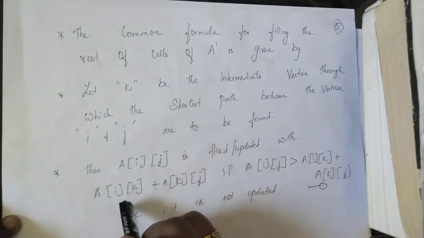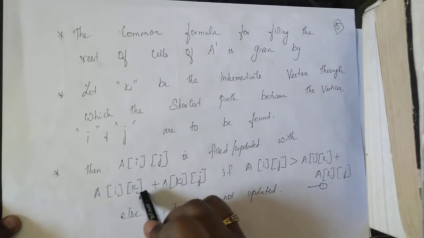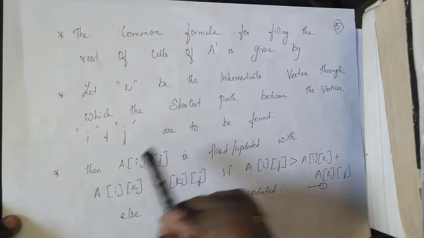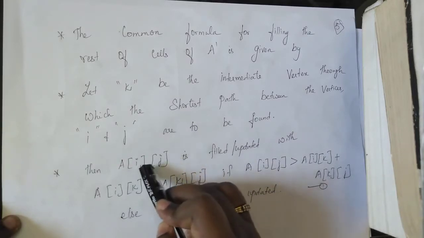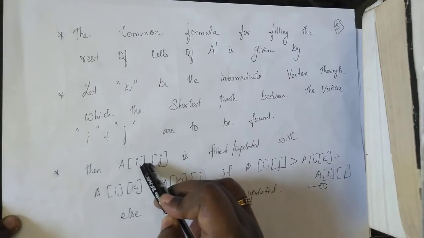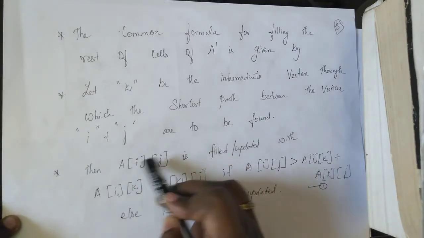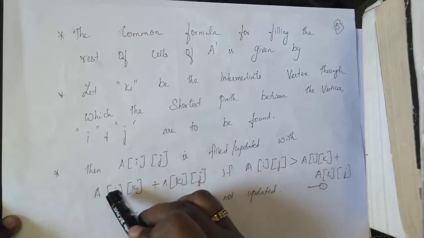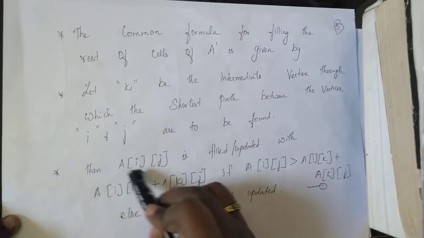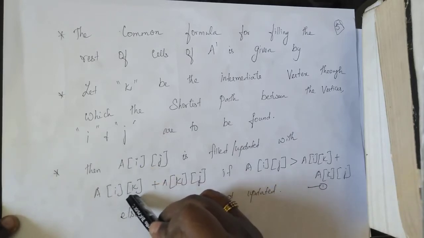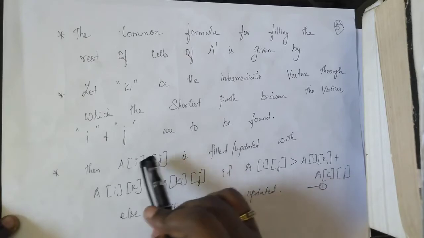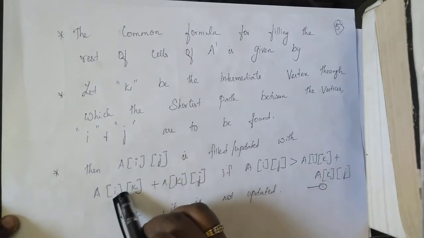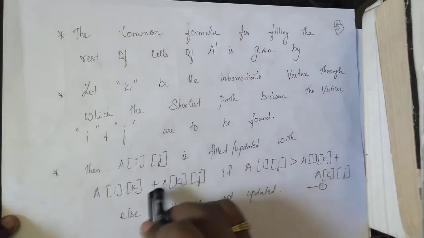So we will update it using this formula, A of I K plus A of K J. Let's say this is A of C comma D. Then we are interested in finding if there exists a shorter path through A. So I is C, J is D. Then I will first find the value of CA. What is the value of CA in the initial adjacency matrix? Then I will add that to A of AD. It was CD, so now we are going to add CA plus AD. That's how this should be understood.